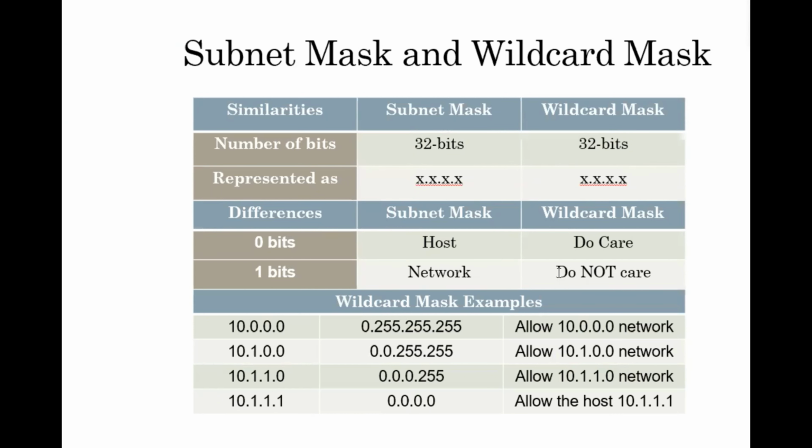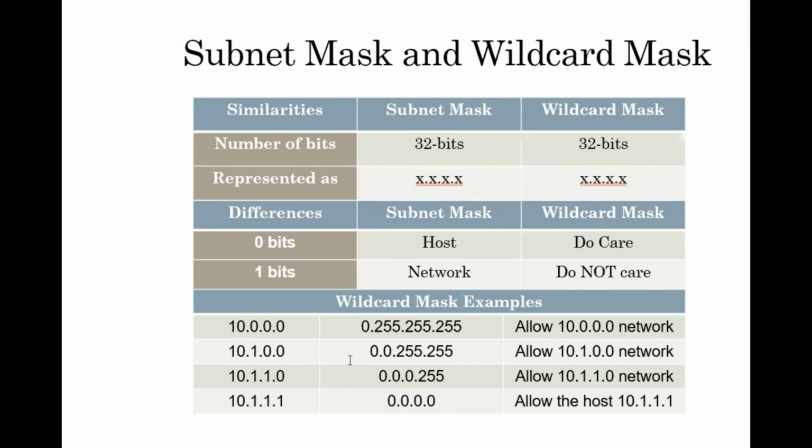This is exactly the same as the access control list we looked at yesterday. Basically, they're using these two values, 0 and 255. So if you say 10.0.0.0 with wildcard mask 0.0.0.255, that means it will allow the 10.0.0.0 network.